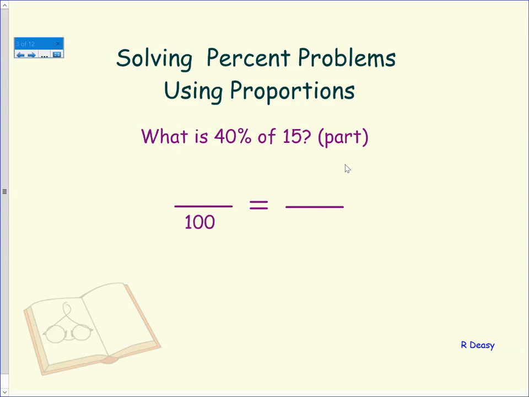Now we cross multiply. I always do the variable first. It doesn't really matter, but I always do it first. So I do A times 100, which is 100A. Equals 15 times 40, 600. Now I need to find out what A is. How do I get rid of this 100? You divide both sides by 100. All right, so Daniel, what's 600 divided by 100? 6. It is 6, so A equals 6. So that means 6 is 40% of 15.